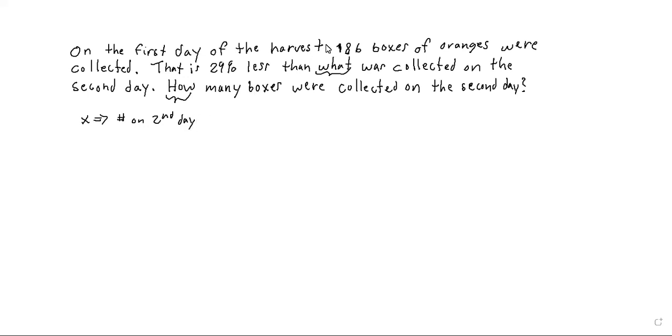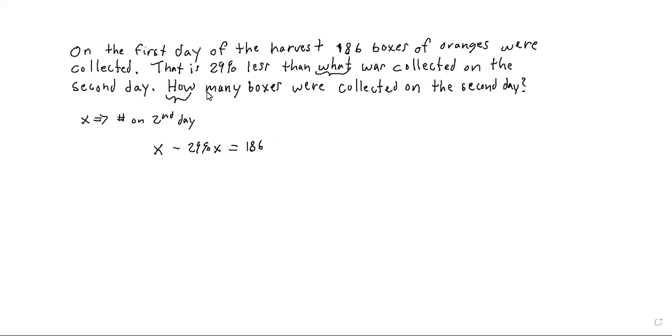All right. And then we go back and get some more information, right? They tell us that 29%, that is 29% less than what was collected on the second day. So we're just going to say, okay, fine. 186 boxes. The original number of boxes that were collected on the second day were X, right? And then we say we're subtracting 29% of that, 29% of X, equals what they collected on the first day, which was 186 boxes.